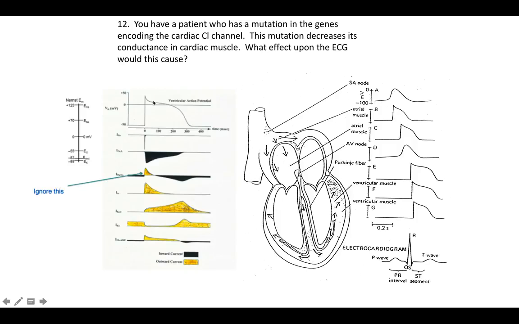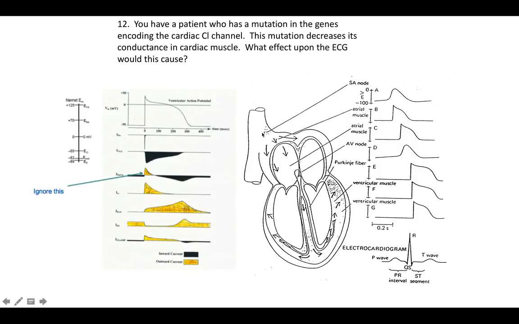If I have a mutation that decreases chloride conductance, that means I have less outward current during the plateau phase. And that means my plateau phase will be longer, excuse me, because chloride, which is usually dragging me down, won't be dragging me down as much. So I get a longer plateau phase. If I lengthen the plateau phase, what will that do to the EKG?